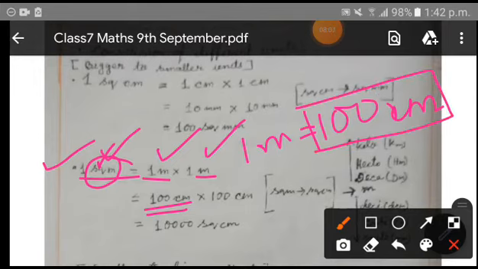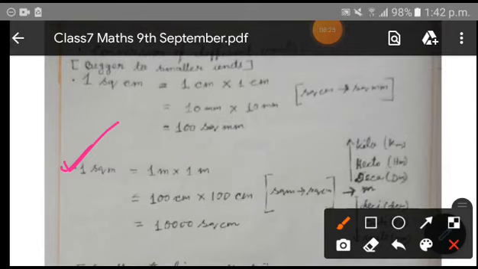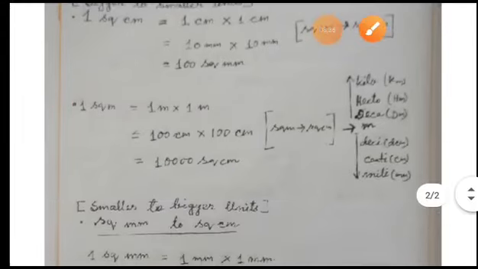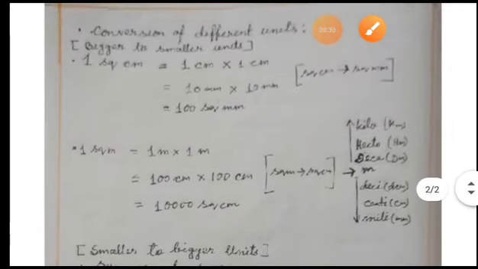Now you have 1 meter multiplied twice, that is why 1 meter means 100 centimeter into again 100 centimeter. Now 100 into 100 means 10,000. So 10,000 square centimeter you are getting. So we can say that 1 square meter equals 10,000 square centimeter, right? So these are the conversions from bigger units to smaller units.